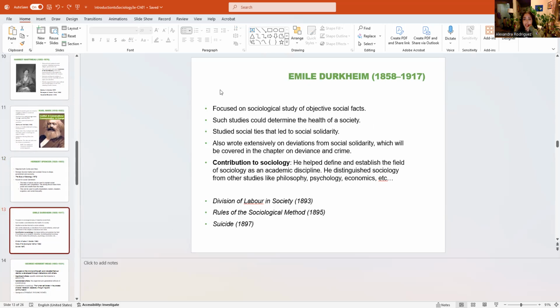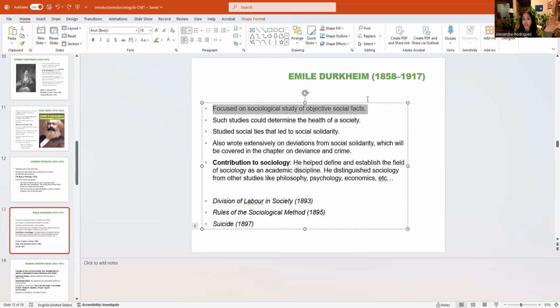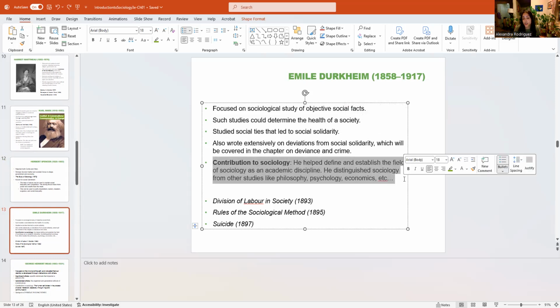Durkheim, he looks at kind of the objective social facts. He looks at how social ties lead to solidarity. And his major contribution to sociology is that he was one of the first people to really say that, oh, sociology is its own field, right? Sociology is deserving of its own title and method of study. And as I said, sociology is a mix of philosophy, anthropology, criminology, economics, poli-sci, history, right? But Durkheim came in and was like, yeah, it includes all of these things, but sociology is worthy of its own field of study.